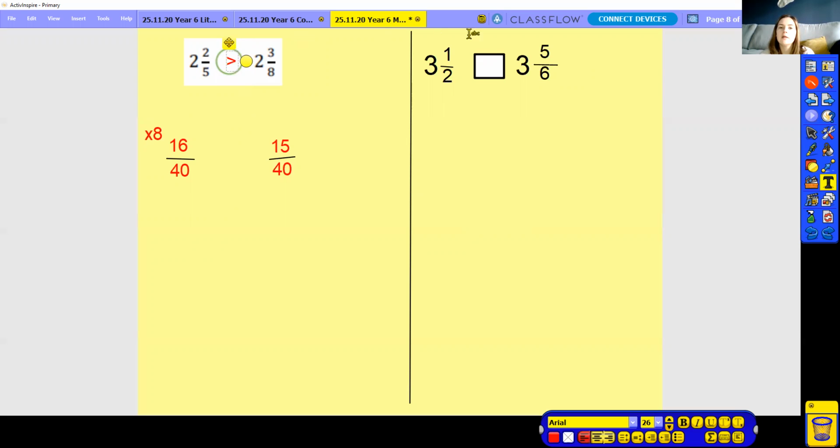Okay, I'm going to go through it now. So we've got the two denominators. We know the whole numbers are both the same. We've both got 3, so we don't need to compare those. We need to look at the fractions. We've got a half here and 5/6 here.